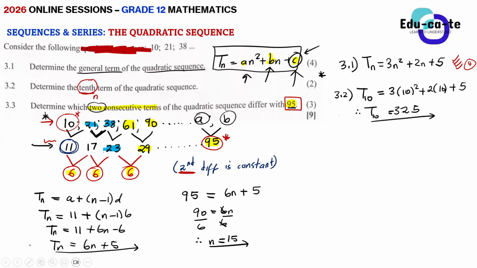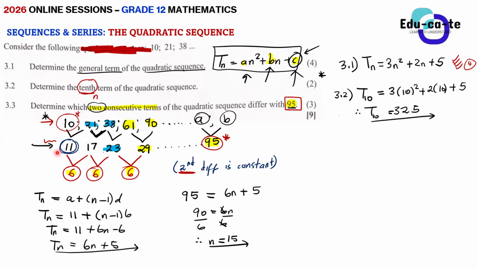Who else did something in another way? What did you find, Noku? Okay, let me give you a hint, guys. Let's just focus a bit on the quadratic sequence, the original one.